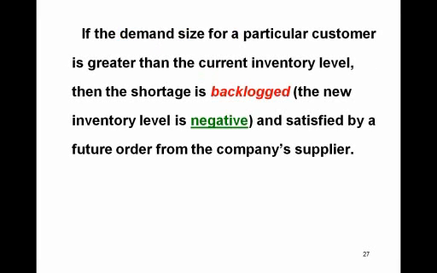Now, if the demand for a particular customer is greater than the current inventory level, for example, maybe you have 2 items in your warehouse and the customer comes in and wants to buy 4, what we're going to do is make the assumption of backlogging. You give the customer the 2 items that you have, and then you backlog, or keep track of, the 2 items that you still owe the customer. Those 2 backlogged items will be satisfied when you get an order from your supplier. And this actually makes your inventory level go to -2 then.